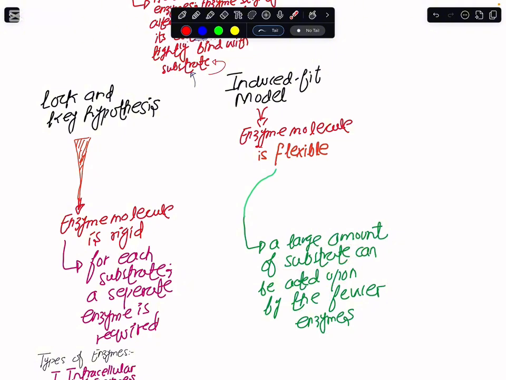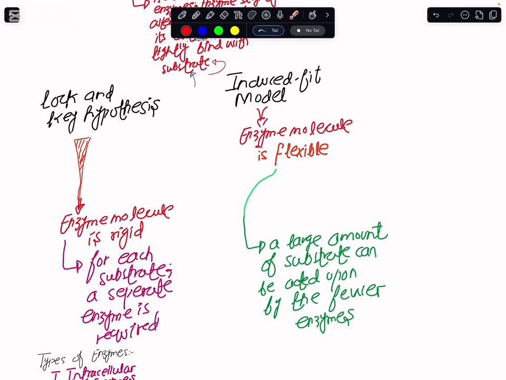And as of recent research, the induced fit model is more widely accepted because in our daily life we eat a lot of stuff, but against that variety we consume, the variety of enzymes is very small. How is this possible? Because enzyme molecules are flexible. They can slightly change the shape of an active site. So against multiple substrates, one enzyme or fewer enzymes would be enough to do the work.